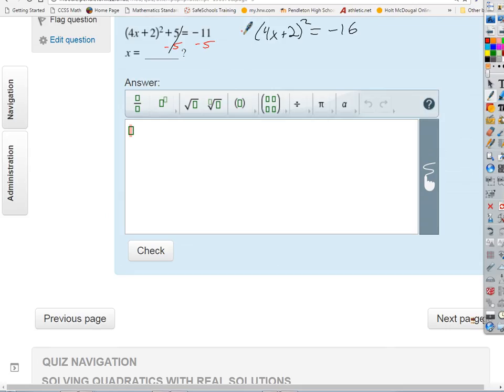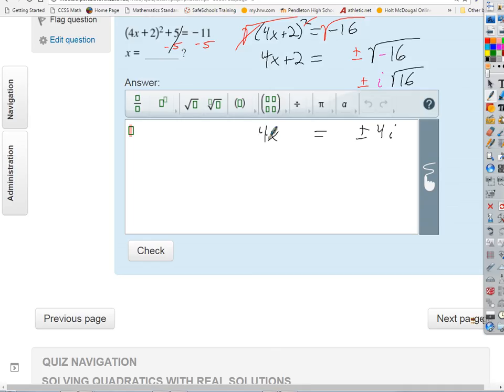I'll square root both sides to undo the squared, which gives me 4x plus 2 equals, I've got to include a plus or minus, the square root of negative 16. And remember that when we have a negative number under the radical, we can rewrite that as i outside the radical. So I get plus or minus i times the square root of 16, and the square root of 16 is 4. So really all I'm getting here is plus or minus 4i.